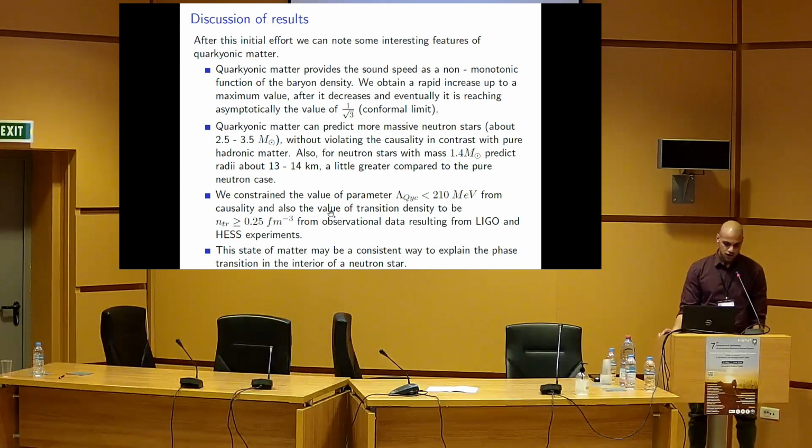Also, we constrained some macroscopic values of our models. The lambda from causality cannot be greater than 210 MeV, and from LIGO and HESS experiments, we have the extra constraint that the transition density can't be lower than 0.25 fm^-3. And this state of matter may be a consistent way to explain the phase transition inside a neutron star.